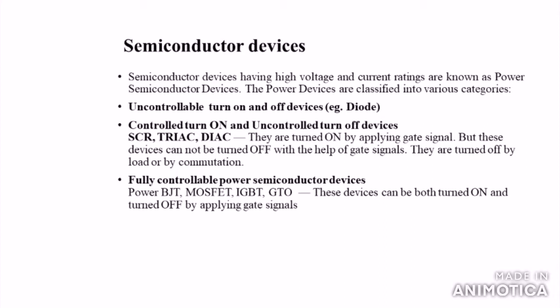Next, controllable turn on and uncontrollable turn off devices. Here the turn on time can be controlled by applying a gate signal to the device, but the turn off time cannot be controlled. Such devices are SCR (silicon controlled rectifier), triac and diac. The third category is the fully controlled power semiconductor devices. Here both the turn on time as well as the turn off time can be controlled by providing gate signals. Examples of such devices are power BJT, MOSFET, IGBT, GTO, etc.